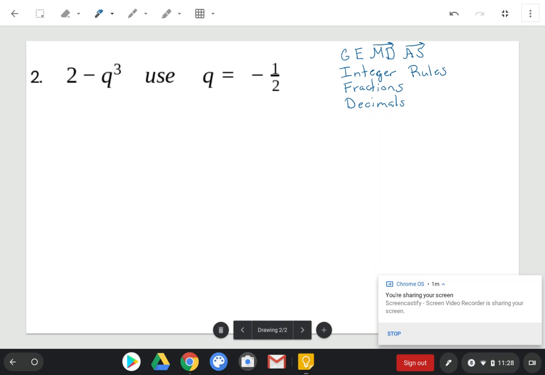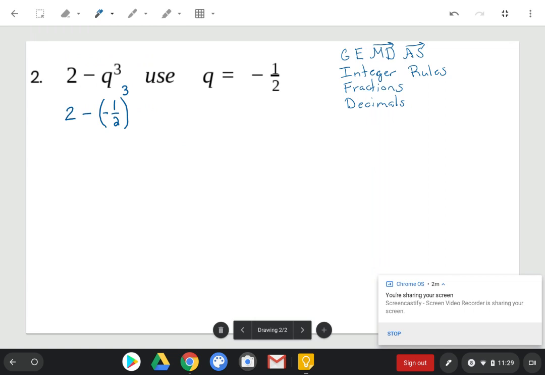Our first problem is number 2, and it says 2 minus q to the third power. Use q equals negative 1/2. So the first thing I'm going to do is substitute in negative 1/2 for q. And I'm going to rewrite this as 2 minus negative 1/2. And I do need to put parentheses around that to indicate that I am raising that entire fraction to the third power.